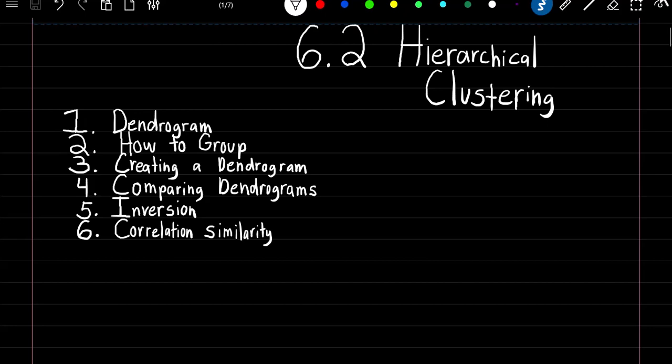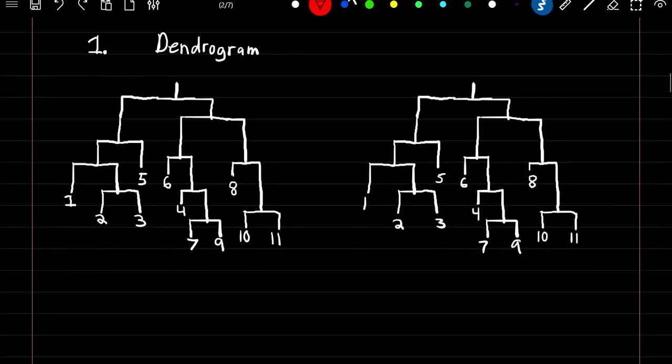What's going on, guys? In this video we're going to be covering hierarchical clustering, which is another method we can use to group our observations based off similarity. So in order to understand hierarchical clustering, we first have to understand what a dendrogram is. A dendrogram is the output we're going to receive after we run our hierarchical cluster model.